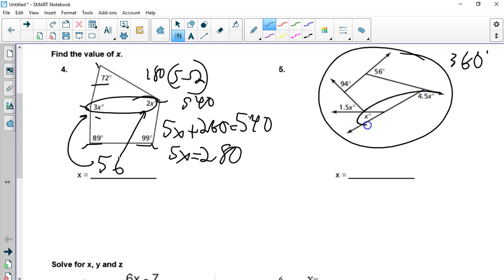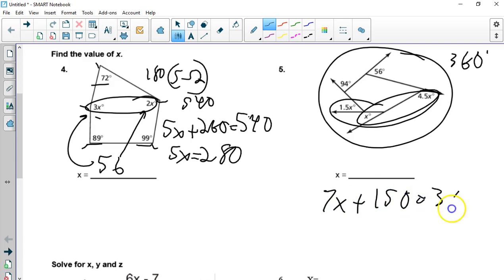So I'm going to combine my x's, and that's going to be 5, let's see. Sorry, missed this one. Those 3 x's. So 4.5 and 1.5 is 6, plus 1 is 7, so that's 7x, plus 94 plus 56 is 150. And again, that must equal 360 degrees. I'm going to subtract 150 from 360 and get 210. You might be able to do this in your head. 21 divided by 7 is 3. Tack on a 0. So x is 30.